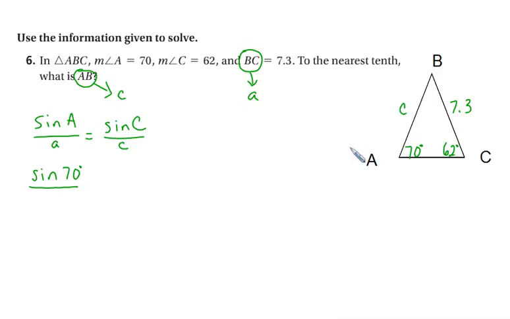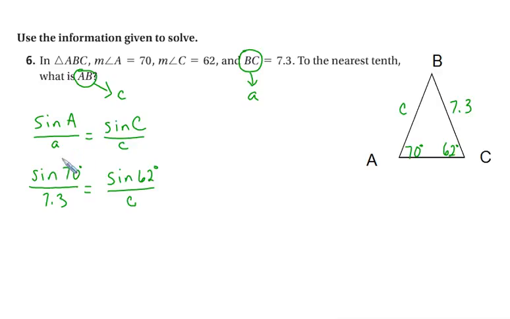Over lowercase a. Lowercase a, remember that's opposite from capital A, so that's my 7.3, equals sine of C, which is sine of 62 degrees, over lowercase c, which is what I'm looking for, because capital A, capital B is the length of segment AB, which is lowercase c because it's opposite from angle C. Now, we have a proportion.